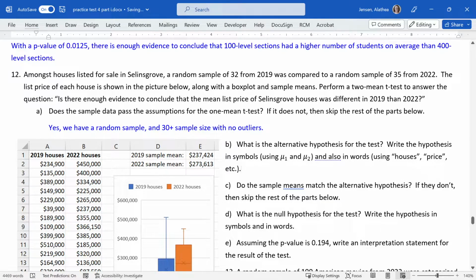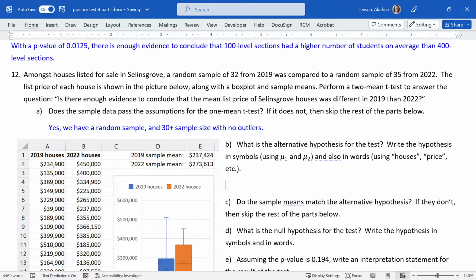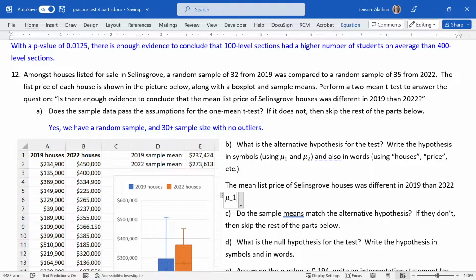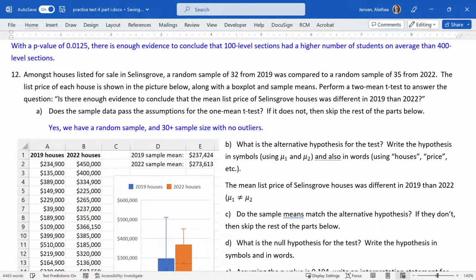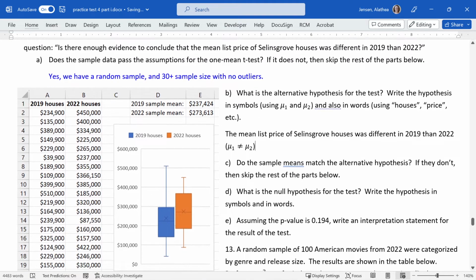So again, I'm just going to jump to what is it that I want to conclude in the question. Mean list price of Selinsgrove houses is different in 2019 than 2022. So that's going to be my word version, just directly pasting it right from the question. And then in symbols, this means that the two means are just different, just not the same. So mu1 not equal to mu2. And I can assign whichever one I want to be mu1 and mu2 because I don't have to worry about which one is bigger or smaller. Okay, so I'm not even going to worry about which one is which. If I need to assign them at some point, then I'll think about it then.